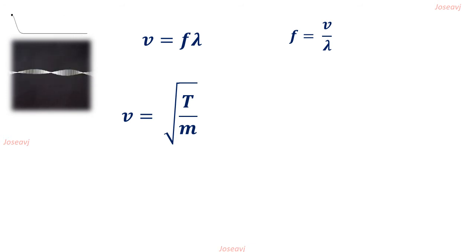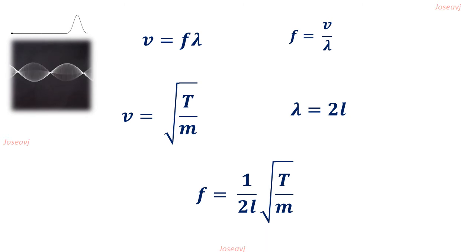We know velocity v equal to f lambda, f is equal to v by lambda, and the expression for velocity of transverse vibration of a stretched string v equal to root of T by m, and if it is vibrating with one segment, lambda equal to 2L. Therefore the expression for frequency is 1 by 2L root of T by m.